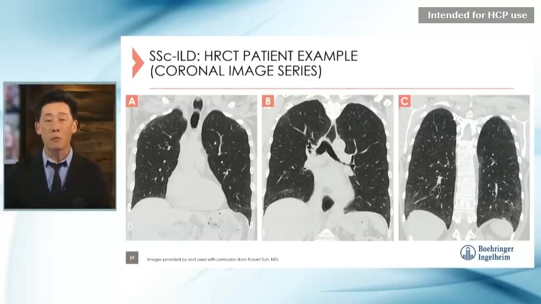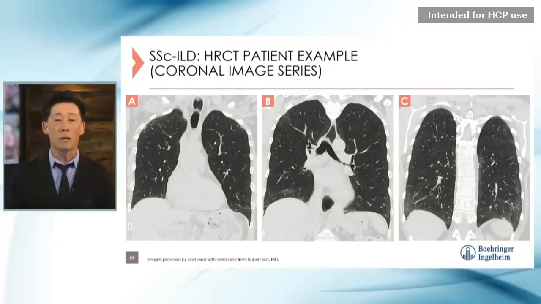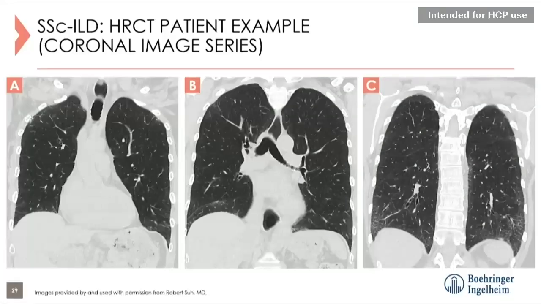So here we have the coronal images, and coronal images can certainly be very helpful when you have diffuse abnormality in terms of helping us find where the predominance of those radiographic abnormalities are. If I can bring your attention to image C, we can see that most of the abnormality is down at the lower lung in the periphery, and again we see ground glass with reticulation, not too much traction bronchiectasis, and we certainly don't see any honeycombing.